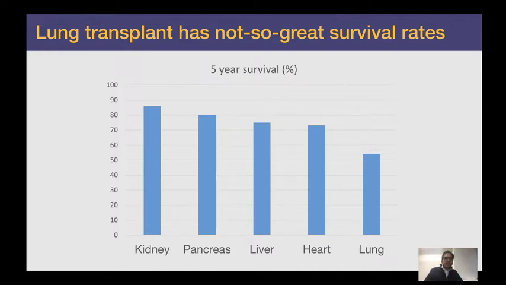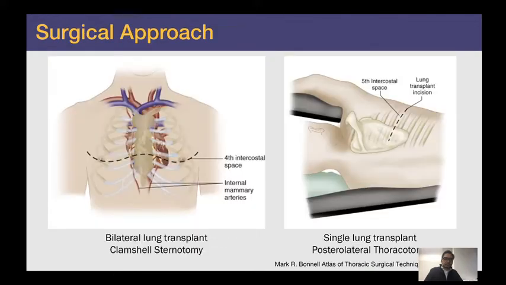Lung is a little bit over 50% 5-year survival. Okay, so it still has a ways to go in terms of catching up to the other major organ transplants. The main surgical approach that's used if it's a bilateral is something that's called a clamshell sternotomy.